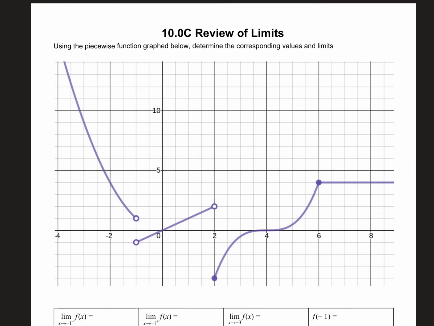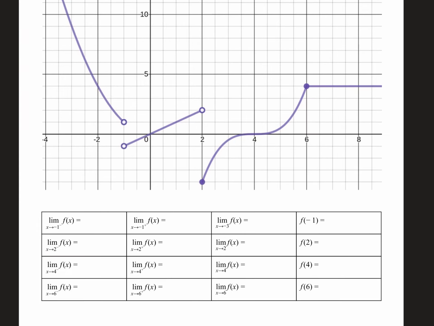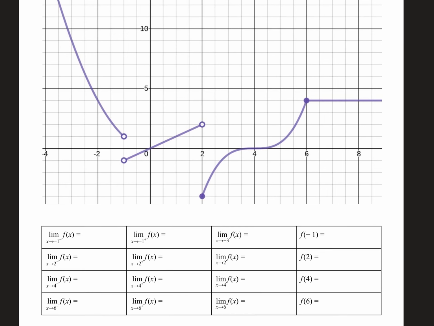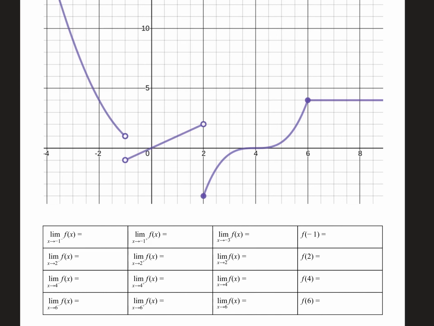All right, welcome to the last topic, reviewing limits. As you probably have noticed, this week is just a lot of review. We're going to use the piecewise function that's graphed here below to find the different things that are being requested in the table below. So let's just jump right in here.